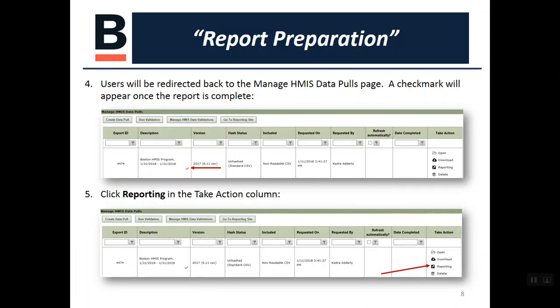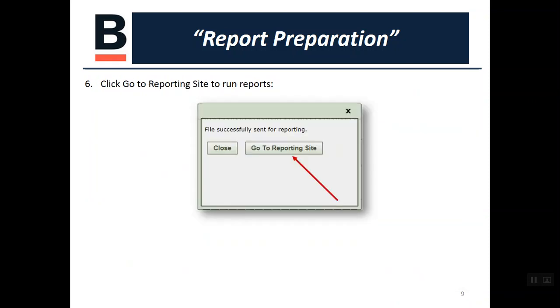After entering the report's parameters, users will be directed back to the Manage HMIS Data Pools page. A check mark will appear once the report is complete. When the report is complete, click Reporting in the Take Action column to send the report to the reporting site. A small notification box will appear once the report has been sent. Click on Go to Reporting Site to continue on with this process.